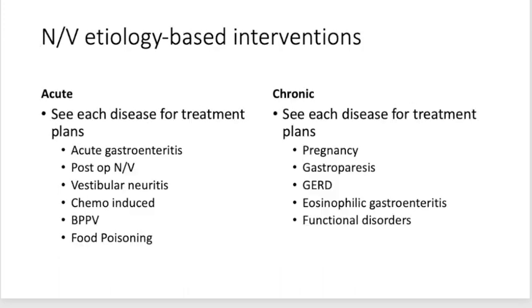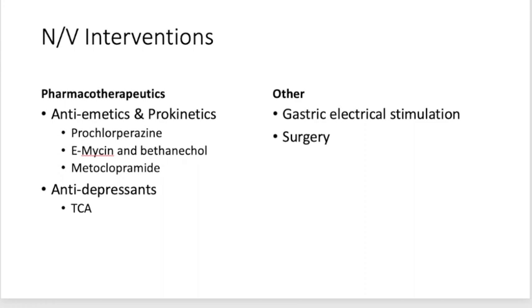Interventions go back to what the cause is, and then you need to see each disease for treatment plans. So please refer to your book or any other online resource for proper treatment specific to the etiology. Basically, you're going to use some type of antiemetic or a prokinetic based on etiology. You can also use some antidepressants that work on serotonin. And then severe cases that are refractory may get gastric electrical stimulation or surgery.